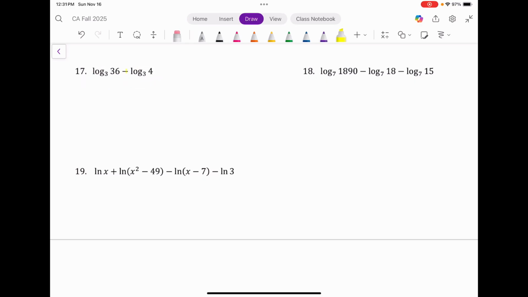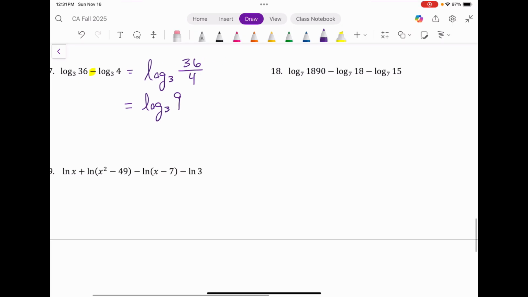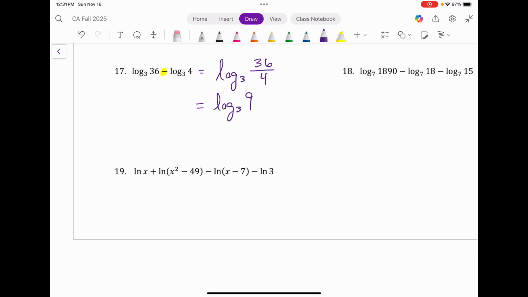So we have subtraction going on between the logs. So we know we're going to have division. Same base of 3. Okay, and then 36 goes in the numerator. 4 goes in the denominator. And we can simplify 36 over 4 in the argument. We know 36 divided by 4 is 9. Right? And then this log base 3 of 9 is saying 3 raised to what power gets you 9? Well, we know that is 2. So this all simplifies to 2.